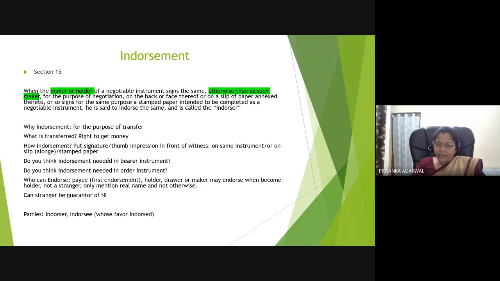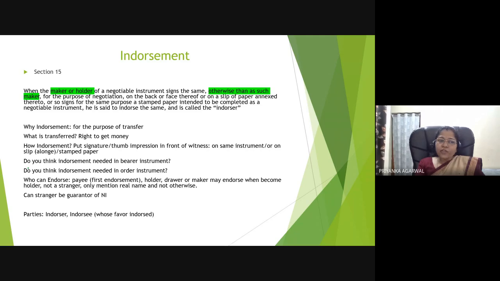Yes, definitely yes. And what do we mean by an order instrument? We understood that if in any instrument we have mentioned that this amount is going to be received by X, or on his order by anybody else, right? That is called an order instrument. So that person whose name is mentioned in that instrument as having a right to receive that amount can endorse to somebody else his right to receive that amount. Okay.